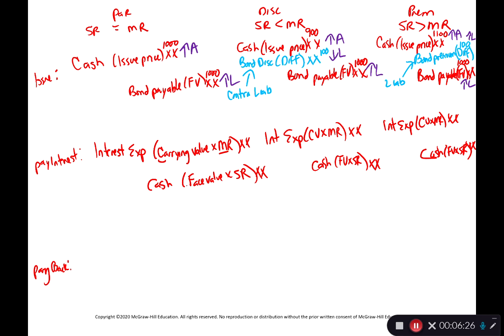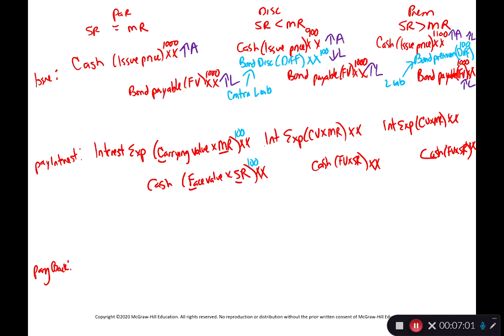CM, carrying value goes with market rate, and FS, fun stuff, face value goes with stated rate. So that's a dumb way that I remember it, but I never forget it. I'm doing bond problems, I'm thinking meow and fun stuff, and I don't make a mistake. Now, when we do our calculation, the carrying value times the market rate is going to be our interest expense, and the face value times the stated rate is going to be our interest paid.